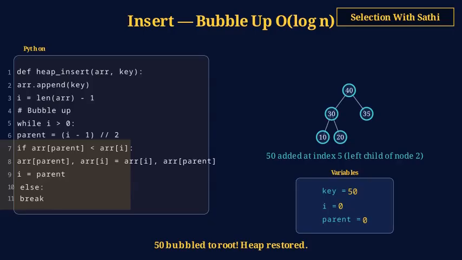If the new key is larger, we swap up. Line 9, move i to the parent position and repeat. This continues until the parent is larger or we reach the root. The new element rises to its correct position in the heap. Time is O of log n in the worst case, when the element bubbles all the way to the root.